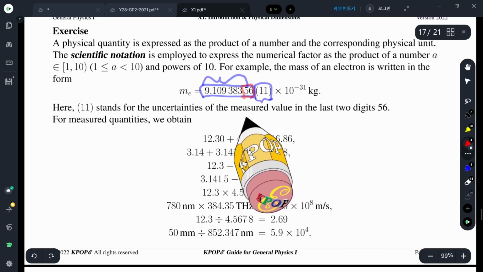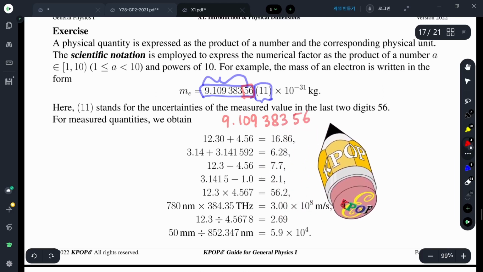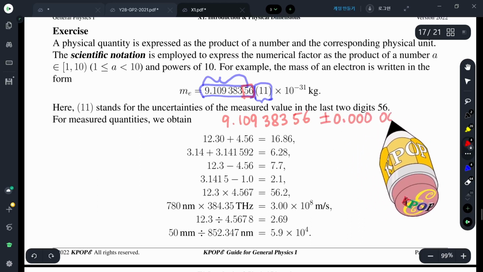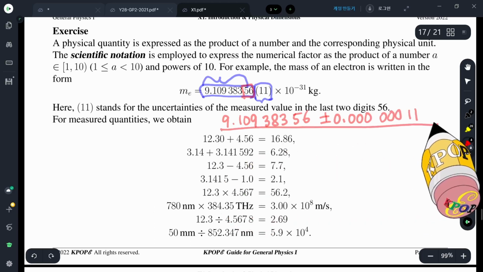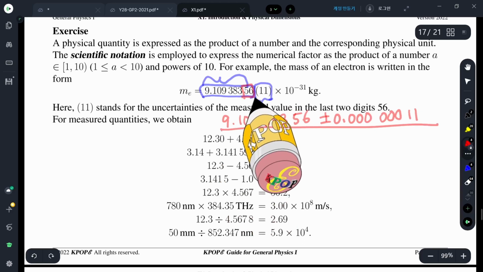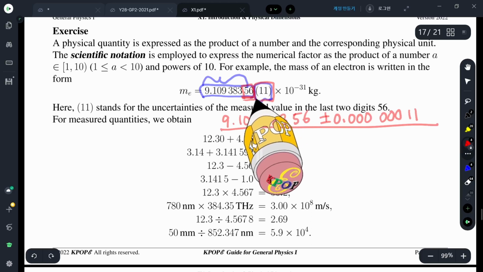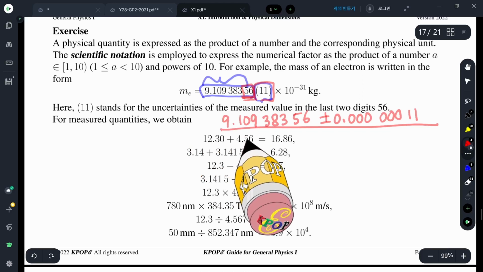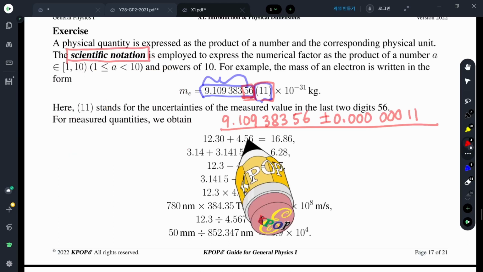So sometimes we can write 1093836 plus minus 0.0000000 and 11. This is too long, so many times we use a parenthesis to express that the last two digits have an uncertainty of 11. All right. This is the notation for scientific notation for the numerical value.